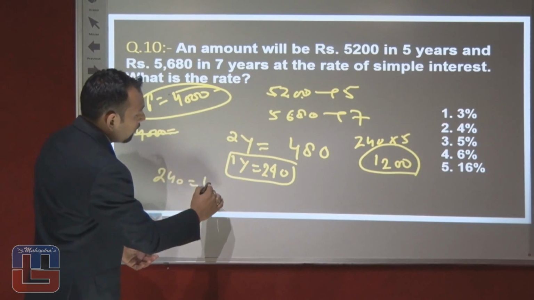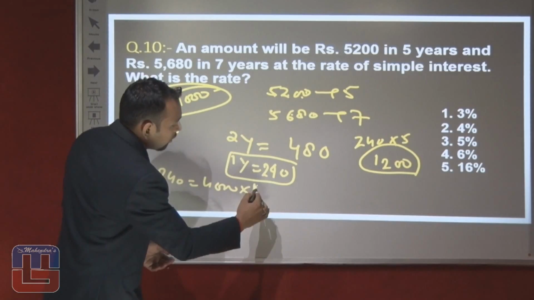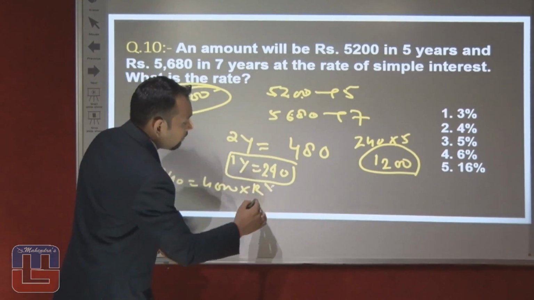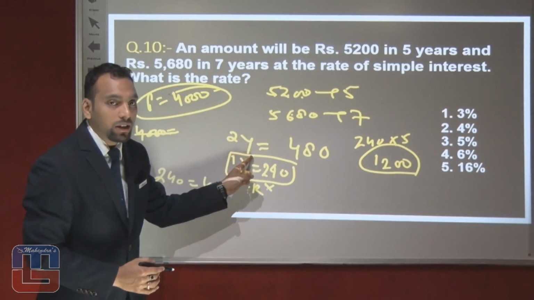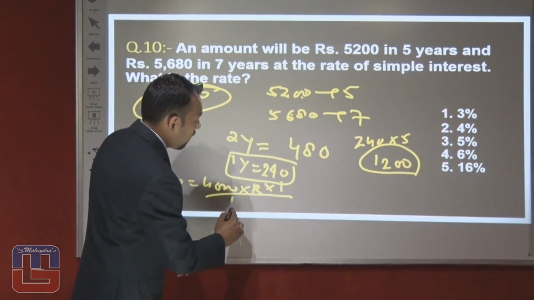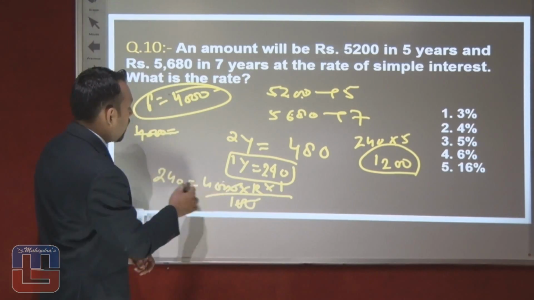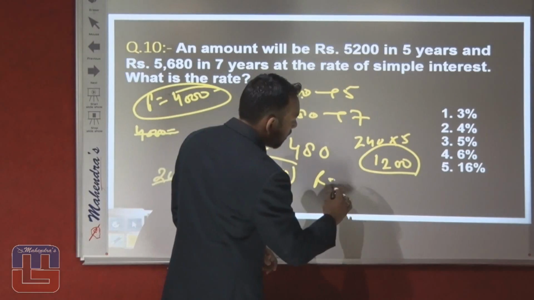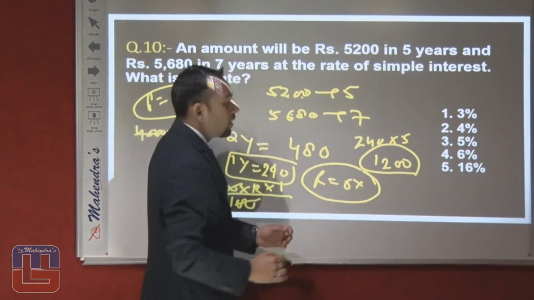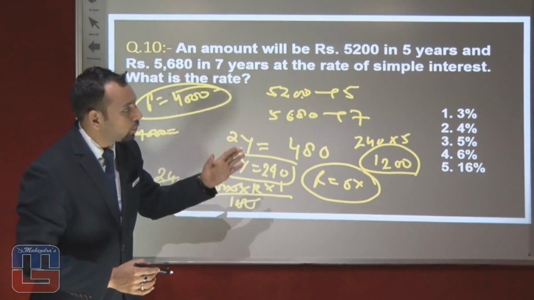Alright, principal we have 4000, rate we don't know, and we have time. If you are taking the simple interest for 1 year, then we will take time 1 and by 100. So here we will calculate 4 6 times. So rate we will get here 6%. So this is the basic method of this question.